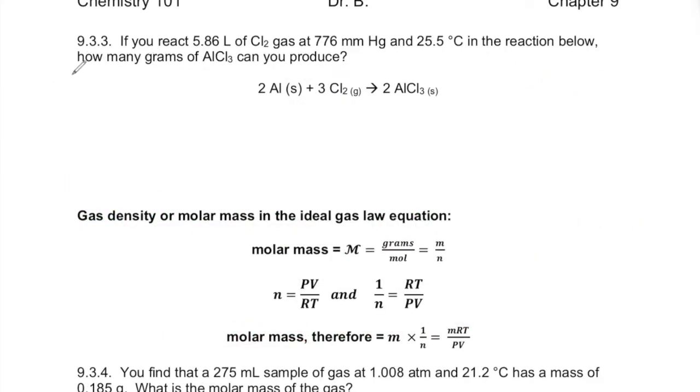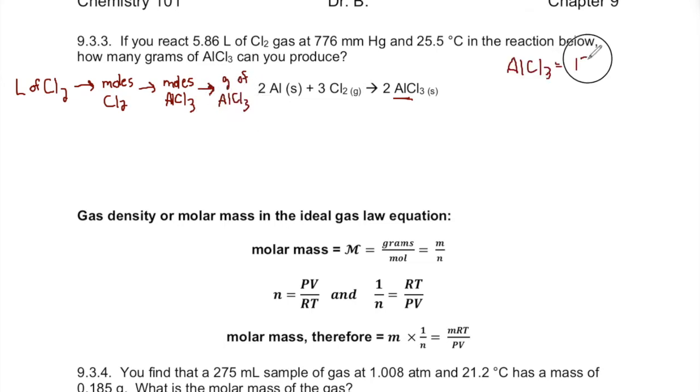So let's try this next problem. This time we are starting with liters of gas. We have the amount of chlorine gas in liters. So we can use gas laws to convert that to moles of chlorine gas. And then we want to know how many grams of aluminum chloride we can produce. So we're going to have to convert this to moles of aluminum chloride first, and then we can convert that to grams of aluminum chloride using the molar mass.